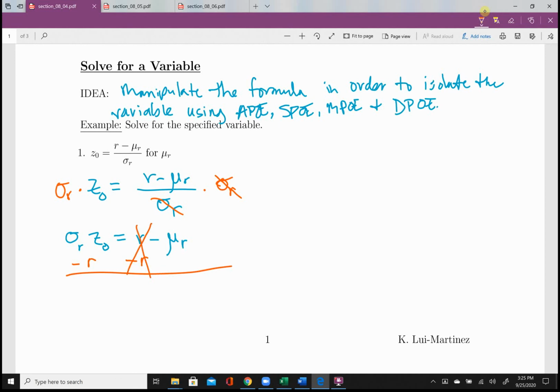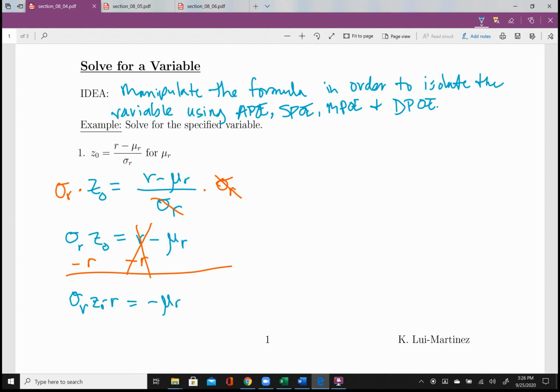Now it'll get eliminated here, but careful, there's no combining like terms over here. Even though r is a subscript on this sigma, these two variables have nothing to do with each other. As far as a possible like terms situation going on here, they are not like terms. You have sigma sub r, z sub 0 minus r equaling negative mu sub r.